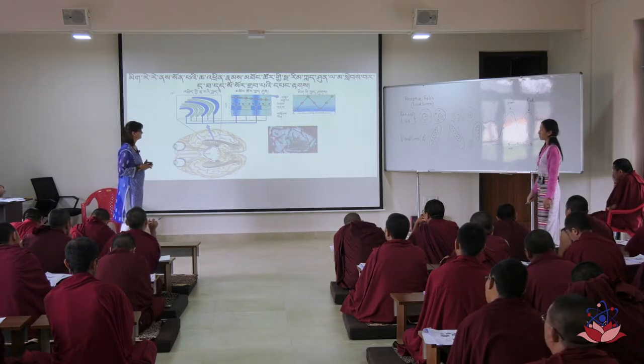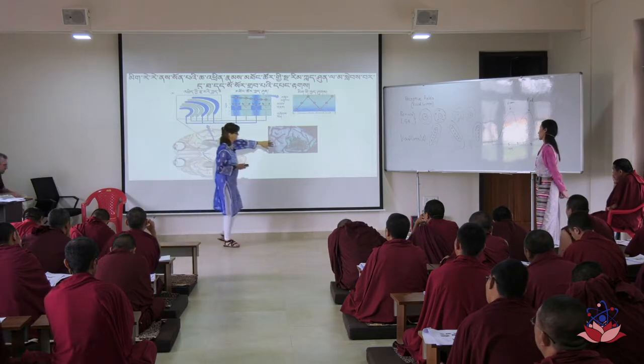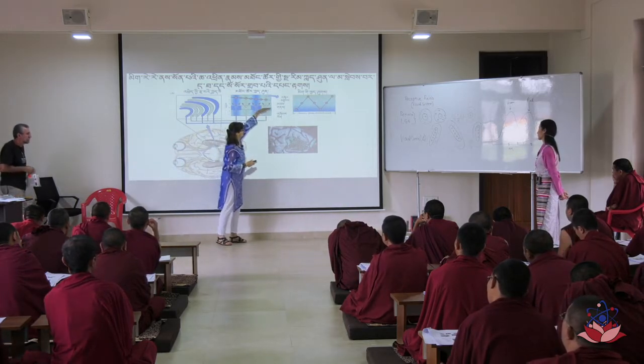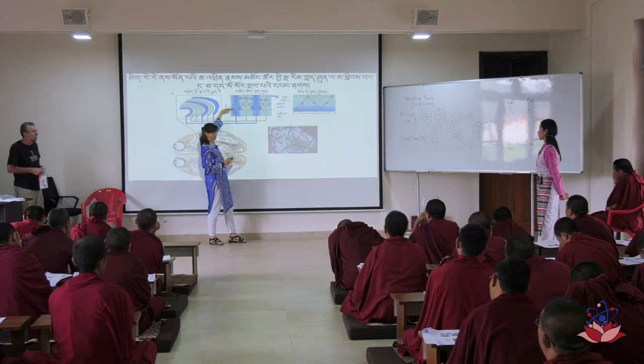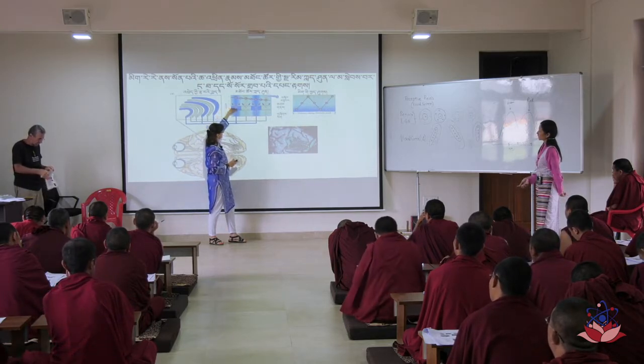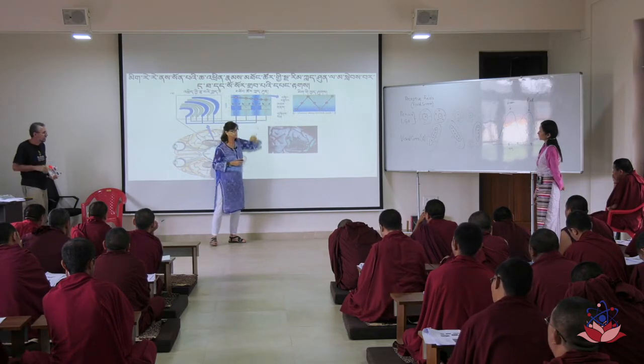So this pattern is what you see when you cut through this middle layer of the cortex. You see in left eye, right eye bands.